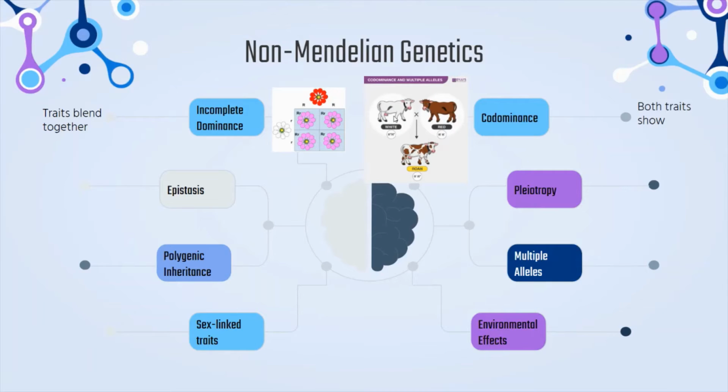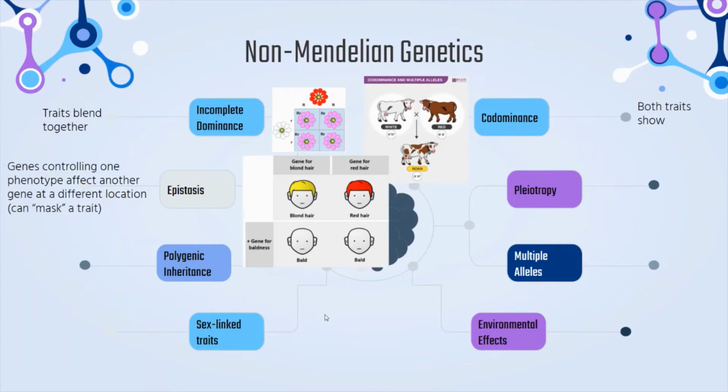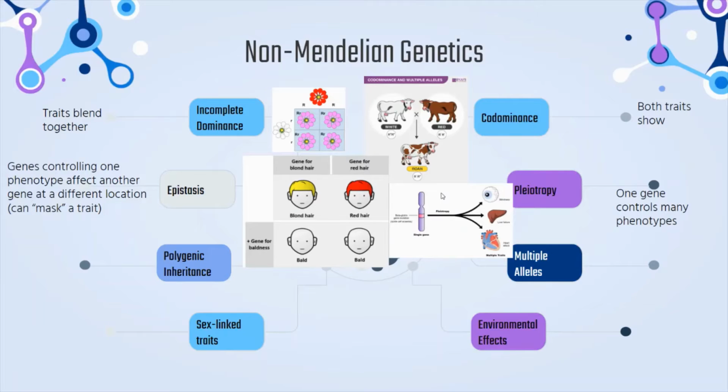So in this example, a white cow mixed with a red cow will result in a cow that is a mixture of both colors. Epistasis is when the genes controlling one phenotype will affect another gene at a different location, and it can mask a trait. So for example, when you do a normal cross, you might get a blonde-haired or a red-haired person. However, if that person has a gene for baldness, then they will become bald no matter what the gene for their hair color was. Pleiotropy is when one gene controls many phenotypes.